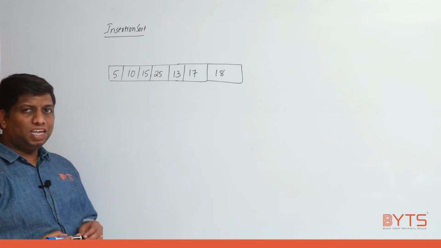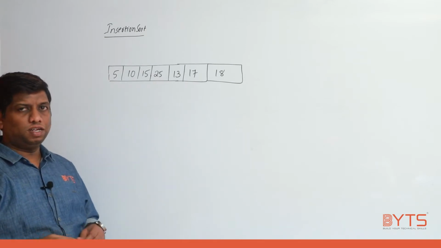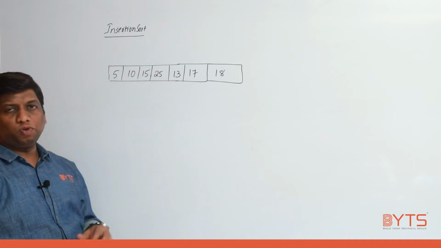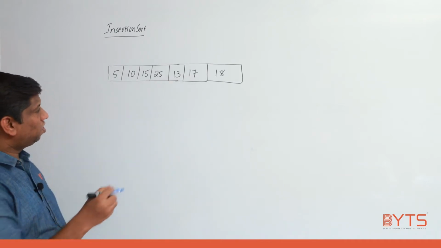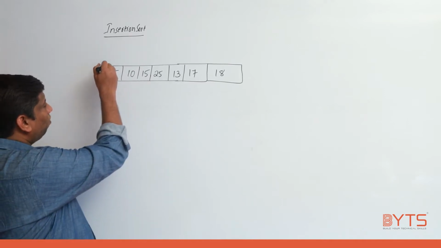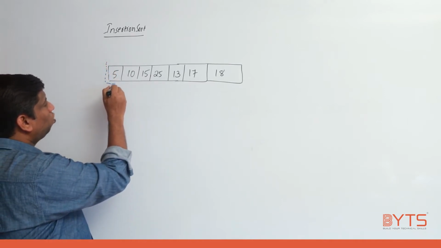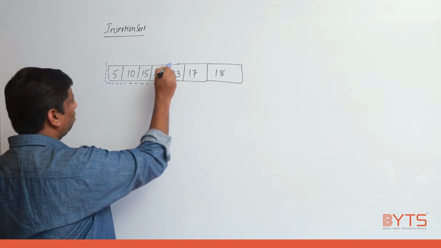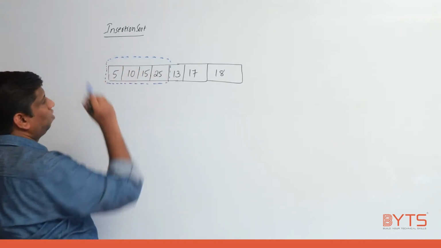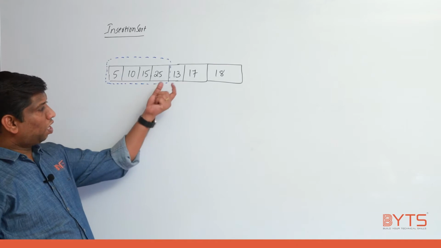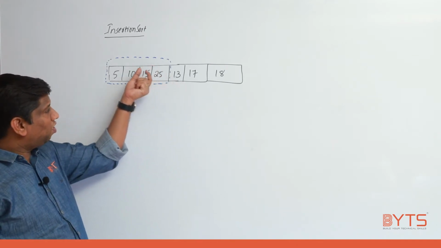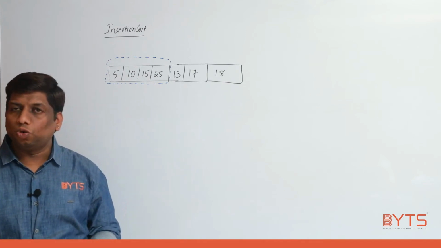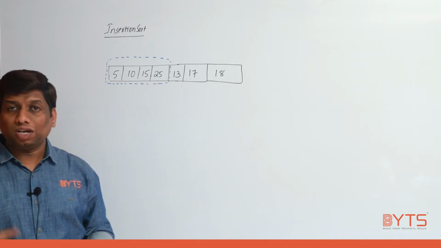Have you noticed anything by seeing this array? Fine. Try to understand. What I noticed is the array from this position to this position is sorted, correct? So, now 13 is a new number where I need to insert into the correct position, right?